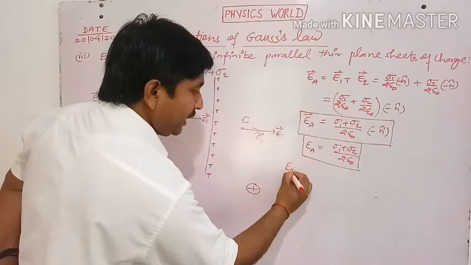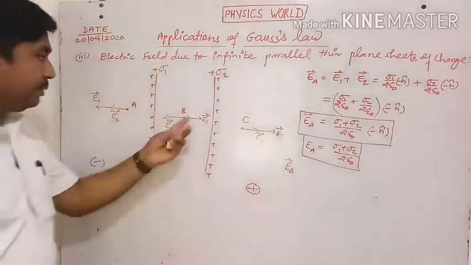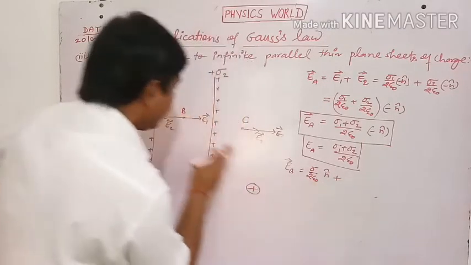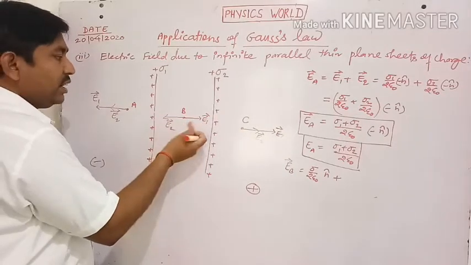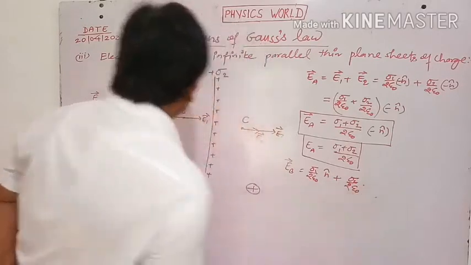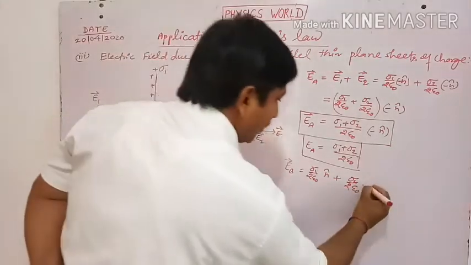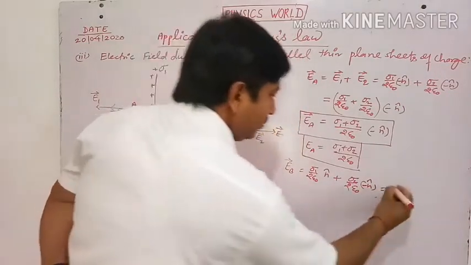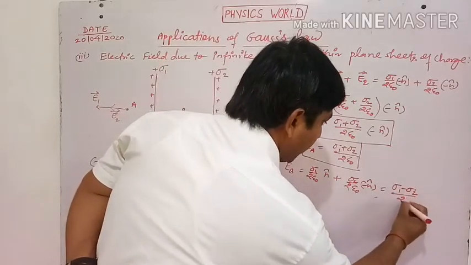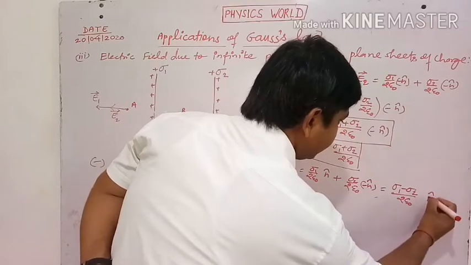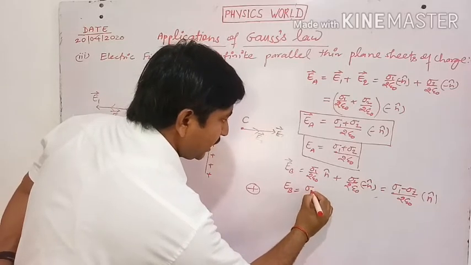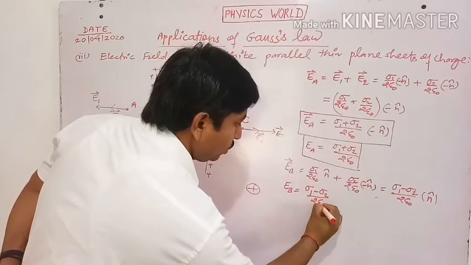Similarly, the electric field at any point B can be expressed as sigma 1 upon 2 epsilon naught n cap, because direction is right side, and sigma 2 upon 2 epsilon naught minus n cap. This will be equal to, if we take n cap as common, sigma 1 minus sigma 2 upon 2 epsilon naught n cap. If we take the magnitude of the electric field at the point B, then we obtain sigma 1 minus sigma 2 upon 2 epsilon naught.